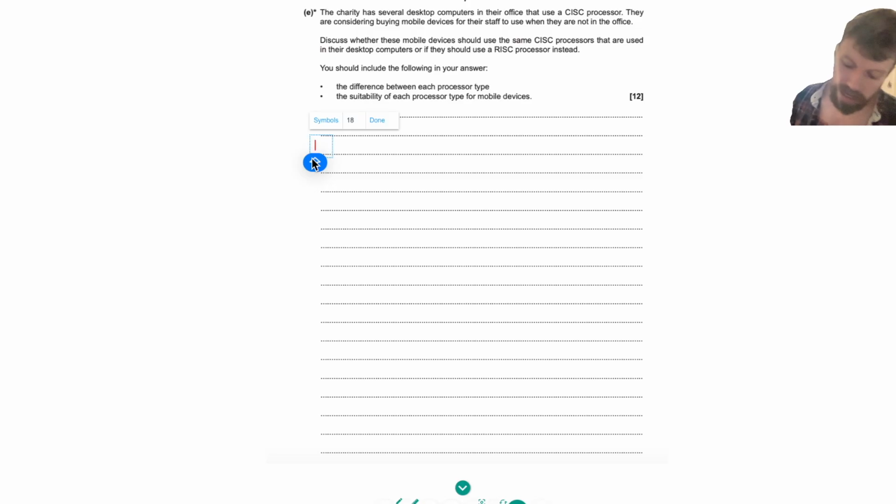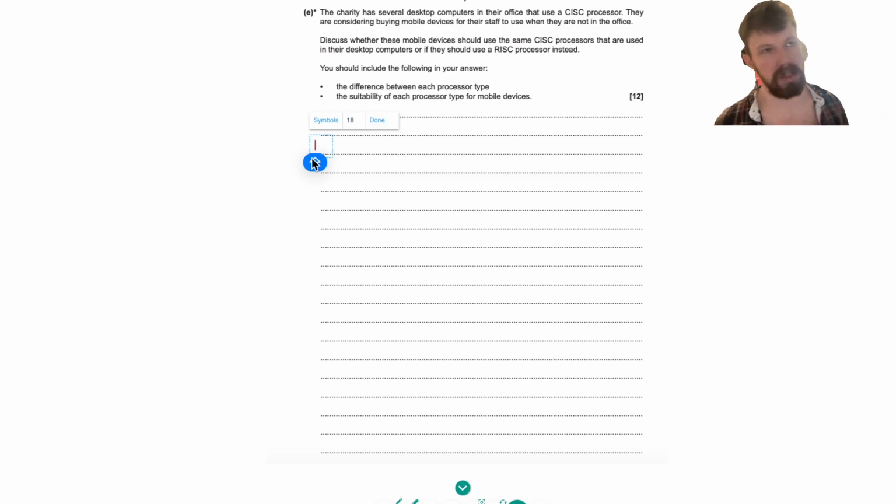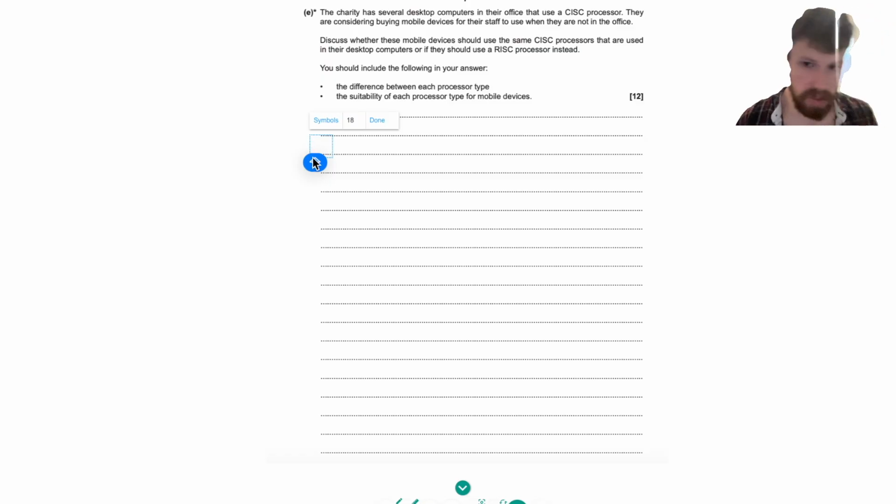Application and evaluation, I actually think, is where it gets a little bit muddled, because when you kind of apply it, you kind of end up evaluating at the same time. But essentially what they're looking for is describe, apply, evaluate.